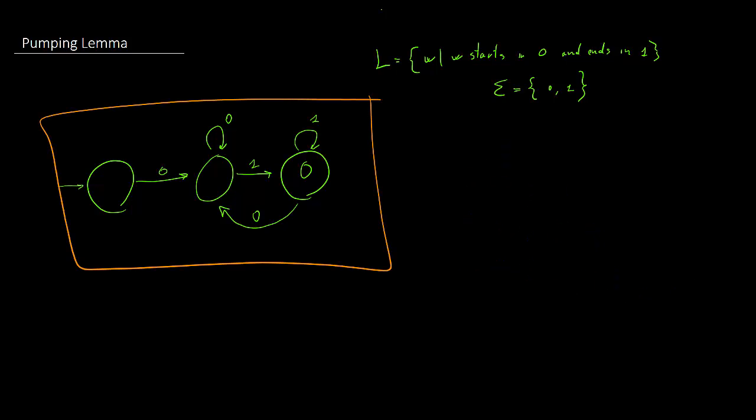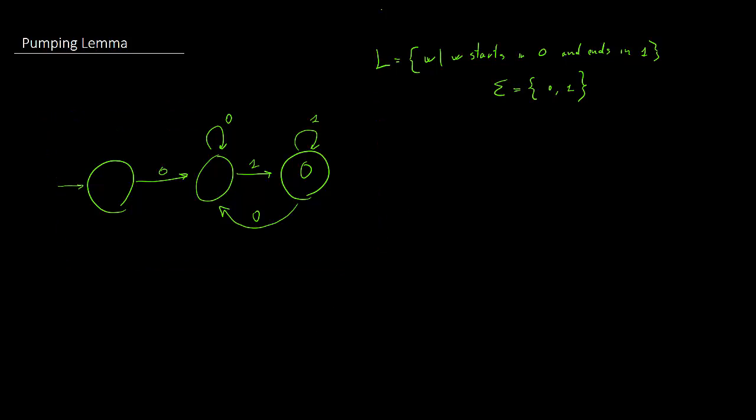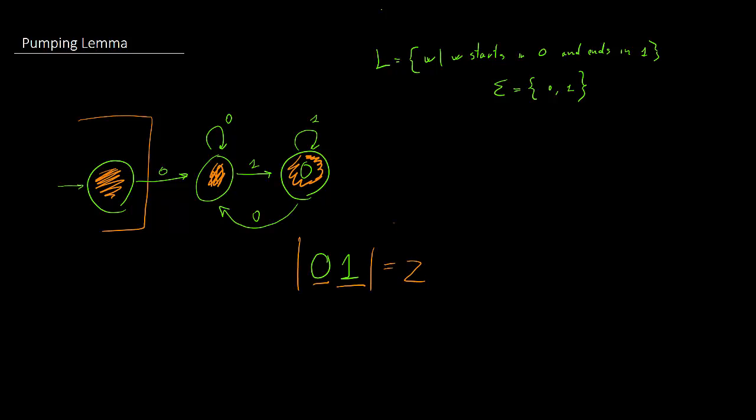I built a DFA recognizing this language. What I want to do now is try some input and see what states are visited for each input and count them. Let's observe what happens. Let's try the string 0 1. It is in the language because it starts in 0 and ends with 1. First of all, we always visit the initial state because that's where we start from. It's a given, so let's not count it. We're in the initial state, we see a 0, and we visit this state here. Then we see a 1, and we visit this state here. So our string of length 2 made us visit these two states here.